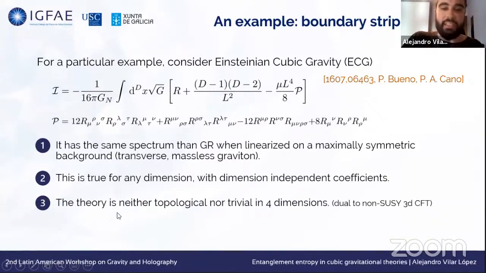And interestingly, this theory is neither topological nor trivial in 4 dimensions, which is very interesting because it's the only cubic theory having the previous 2 properties which satisfies this, because you could consider, for example, cubic log, but that would be trivial in 4 dimensions. And well, they also showed that it is dual to a non-supersymmetric 3-dimensional CFT when you consider it in 4 dimensions. This theory also has another nice property, which is that it has good black holes. Good means that they are characterized by a single function, which satisfies a second-order differential equation, and you can obtain thermodynamic properties very nicely. And well, there's quite a lot of work on this.